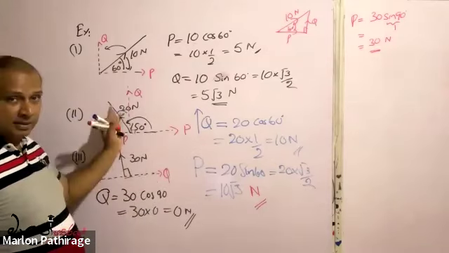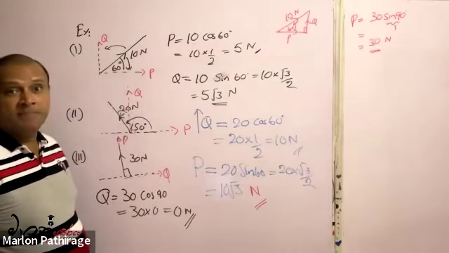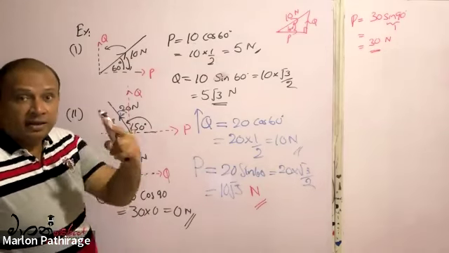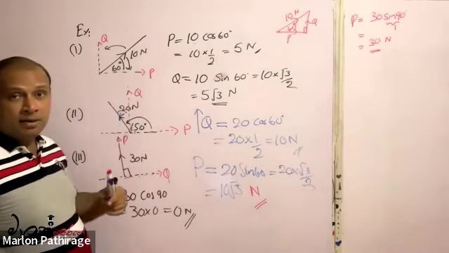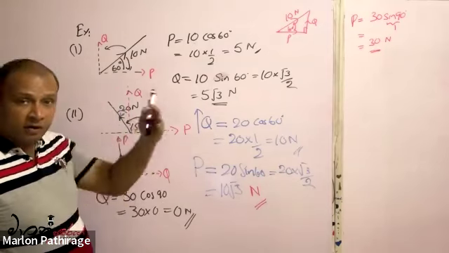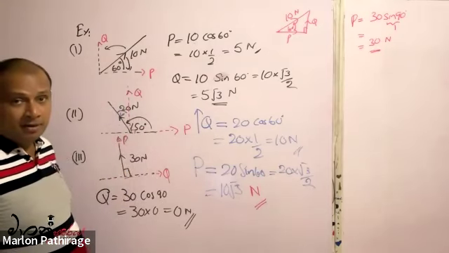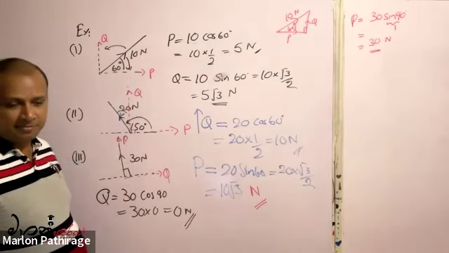Well, if you want to find the adjacent side, then it will be cos. If you want to find the opposite side, it will be sin.